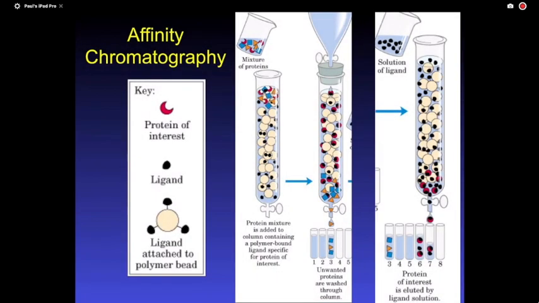And so here is a picture of that animation showing the mixture on top. You wash it off. The protein of interest becomes bound, and then the elution solution or the elution buffer is placed on top, and then your protein comes off.